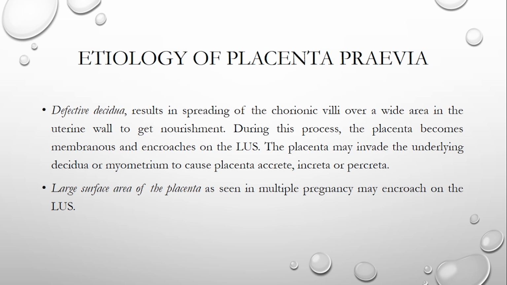Defective decidua results in spreading of the chorionic villi over a wide area in the uterine wall to get nourishment. During this process, the placenta becomes membranous and encroaches on the lower uterine segment. And the placenta may invade the underlying decidua or myometrium to cause placenta accreta, increta, or percreta.